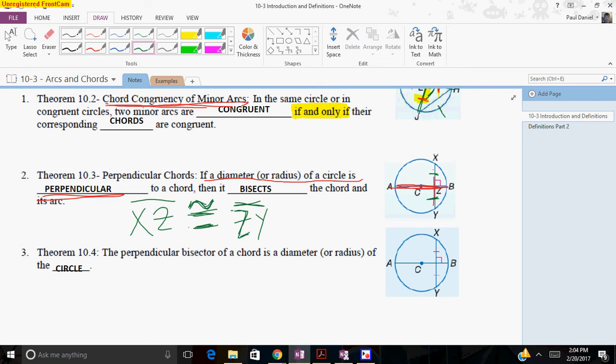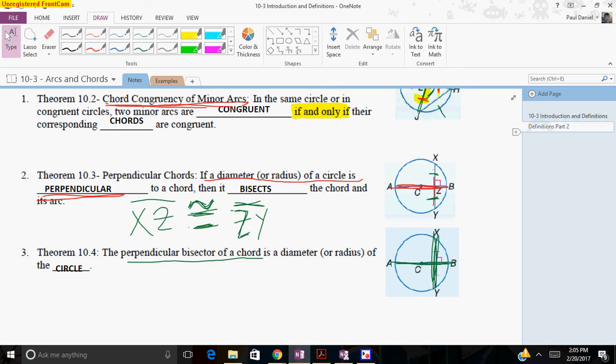Alright, next, if we have a perpendicular bisector of a chord, that perpendicular bisector of a chord is, in fact, a diameter. So if I have something that runs perpendicular, this is just going in the other direction, kind of. If we have a perpendicular bisector of a chord, then that segment is a radius or a diameter. So it's just the same thing going in the opposite direction.